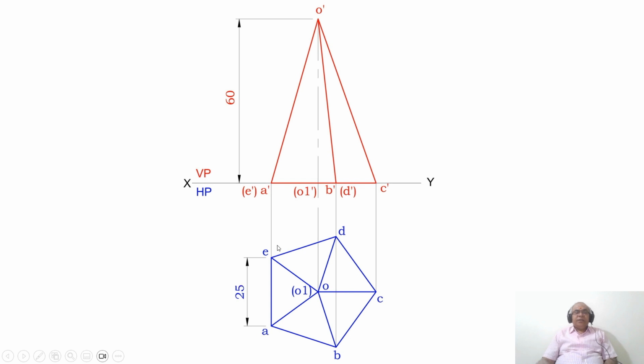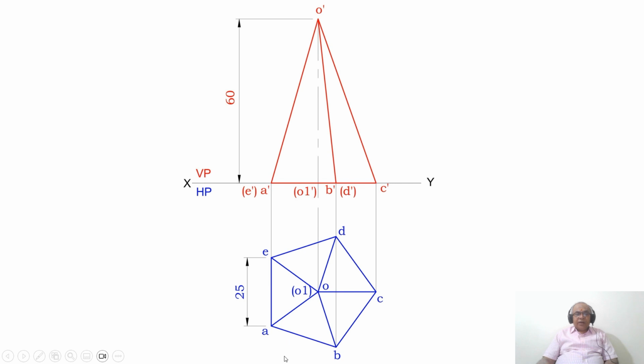And since it is a pyramid, we have an apex point. From the apex point, we are joining to all the vertex points of the pentagon. So that means you have to join O to A, O to B, O to C, O to D and O to E. All these edges are called the slant edges. Slant means inclined. You can see O dash A dash, O dash B dash, O dash C dash, O dash D dash and O dash E dash.